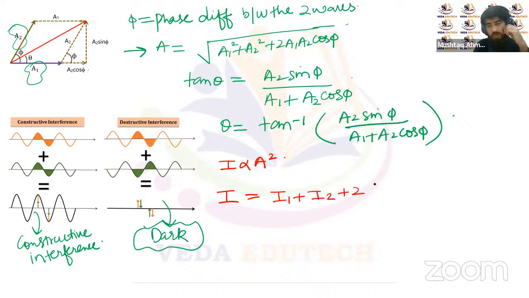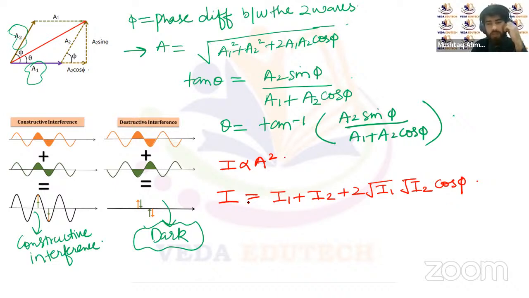Plus 2 times root of I1, root of I2, cos of phi, right? So this will be the resultant amplitude or resultant intensity of the two waves. The resultant intensity of the two waves will be I1 plus I2 plus twice root I1 root I2 cos of phi. So this is the resultant intensity, right?